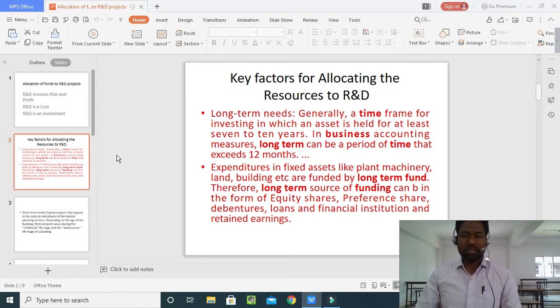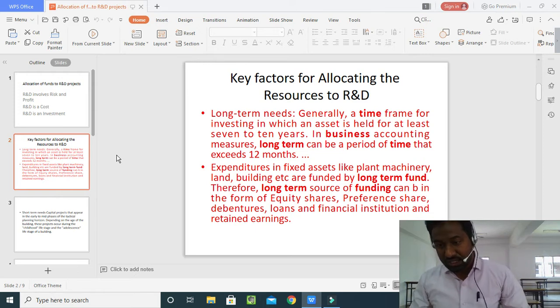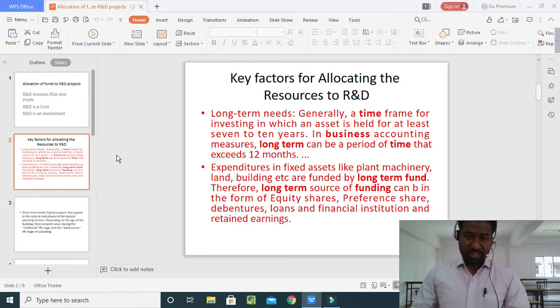As you know, students, some businesses are long term and some are short term or medium term. In long term businesses, we have durable goods, which will last for a long term, and the asset value will also be good for the long term. So the time period for the asset for long term needs is 7 to 10 years. In business accounting, long term can be a period of time that exceeds 12 months. It can be more than a year.